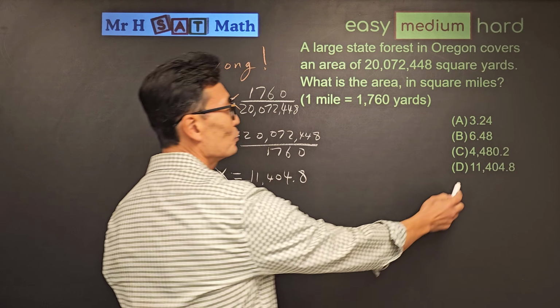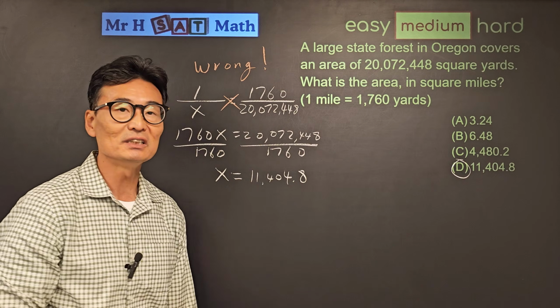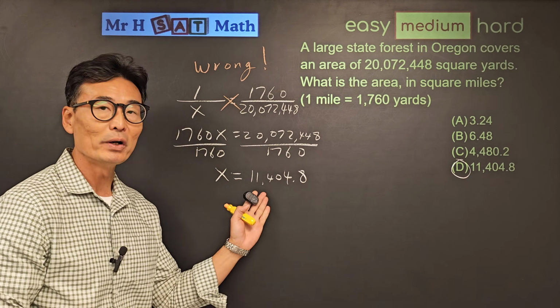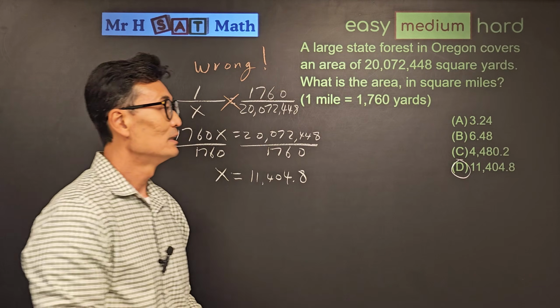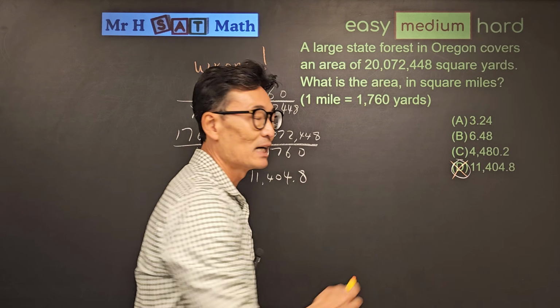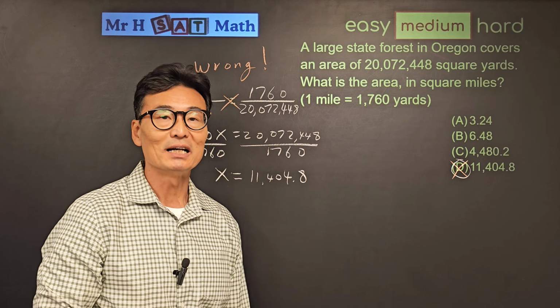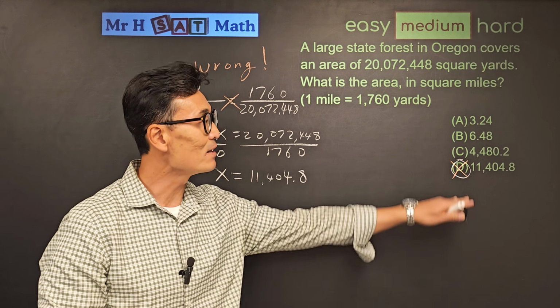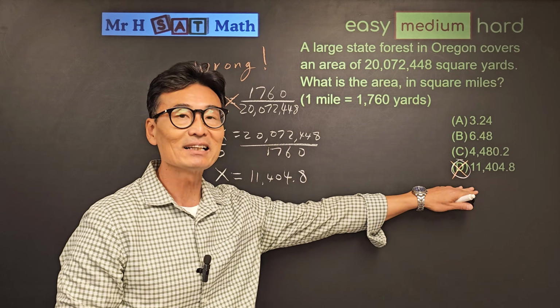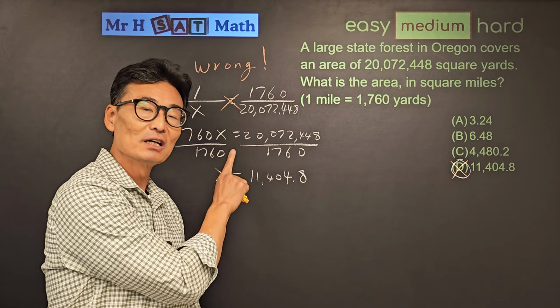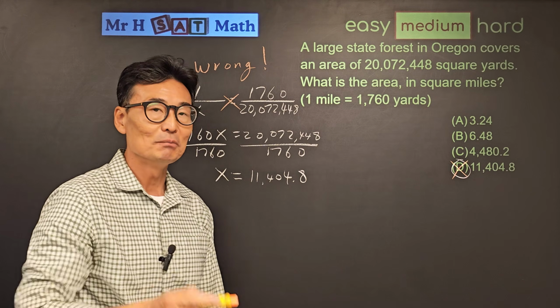So a lot of the people will simply mark answer choice D and move on. However, this is the wrong way. As I mentioned before, that's not going to be the correct answer. They don't always do this, but sometimes the SAT will have answer choices that are likely to be picked by the students if they use the wrong method. Let me show you the correct way.